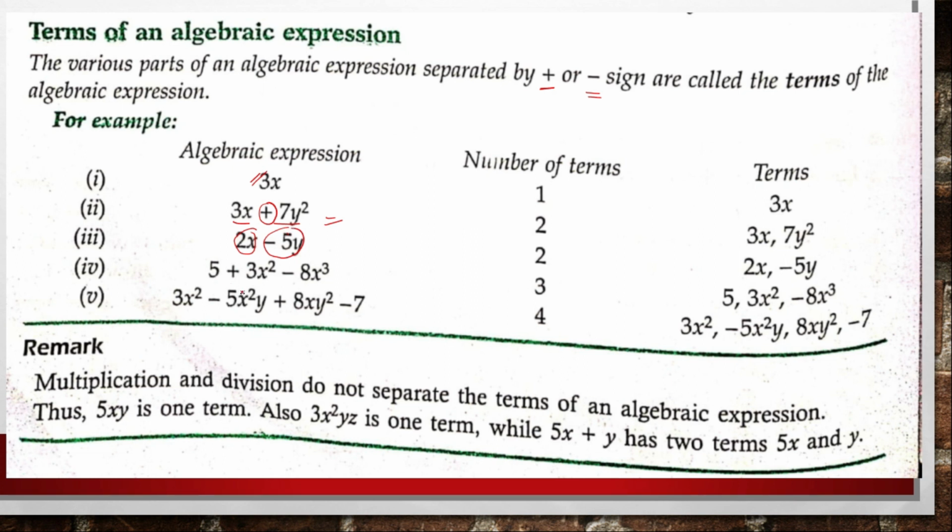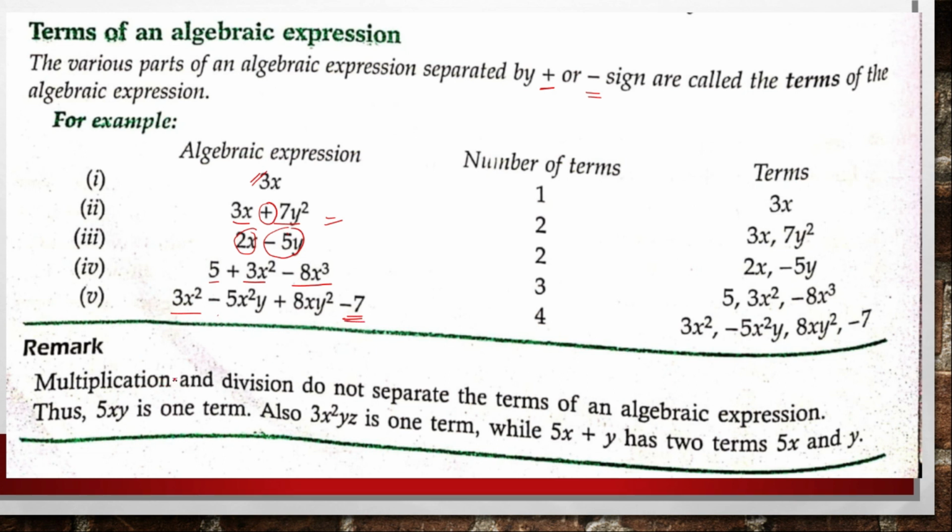In the fourth one there are three terms. One is 5, a constant itself, second is 3x square and third is minus 8x cube. In the fifth one you can see four terms are there. One is 3x square, second is minus 5x square y, third is plus 8xy square, and fourth is minus 7.